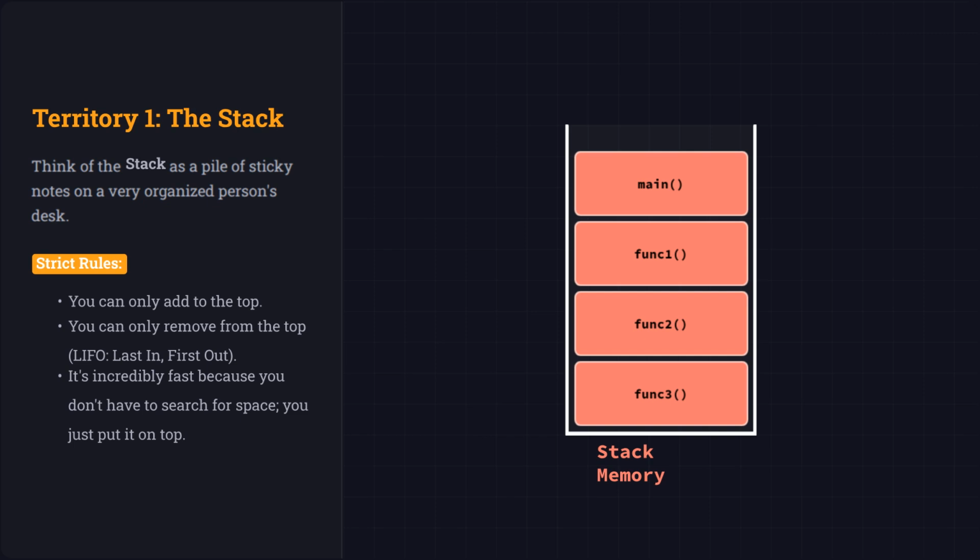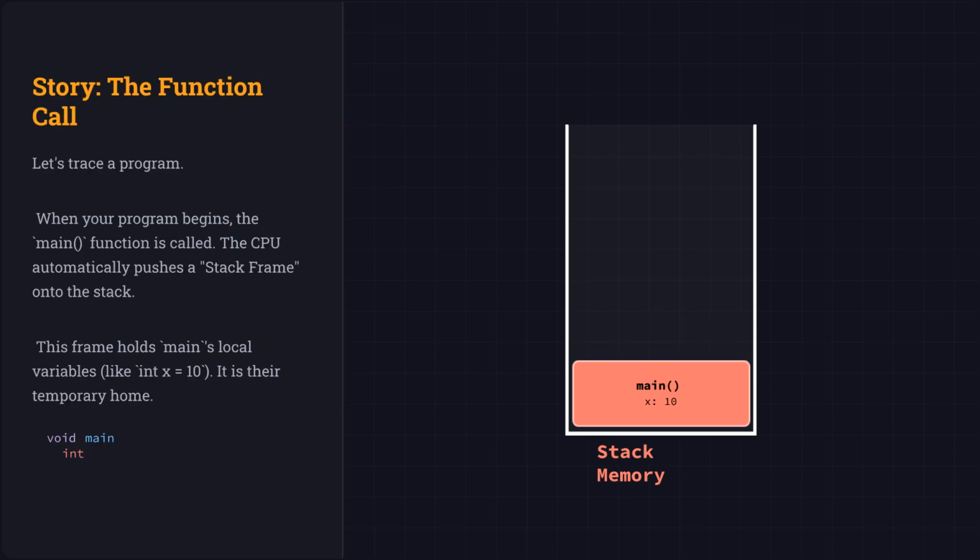Territory 1, the stack, operates under strict rules, like a pile of sticky notes. You can only add to or remove from the top, following the last in, first out principle. This organization makes it incredibly fast. When your program begins, the main function is called, pushing a stack frame onto the stack. This frame temporarily holds local variables, such as "int x equals 10."